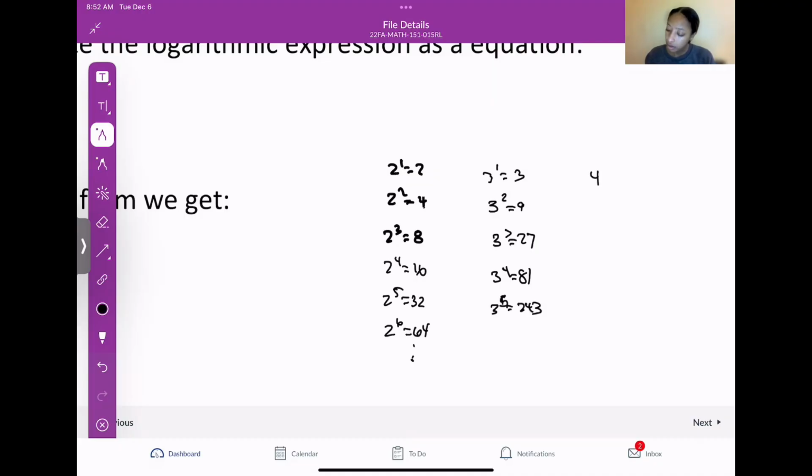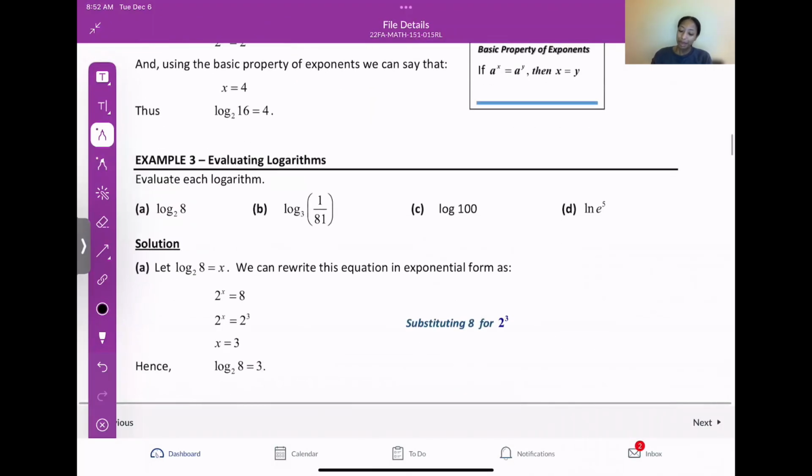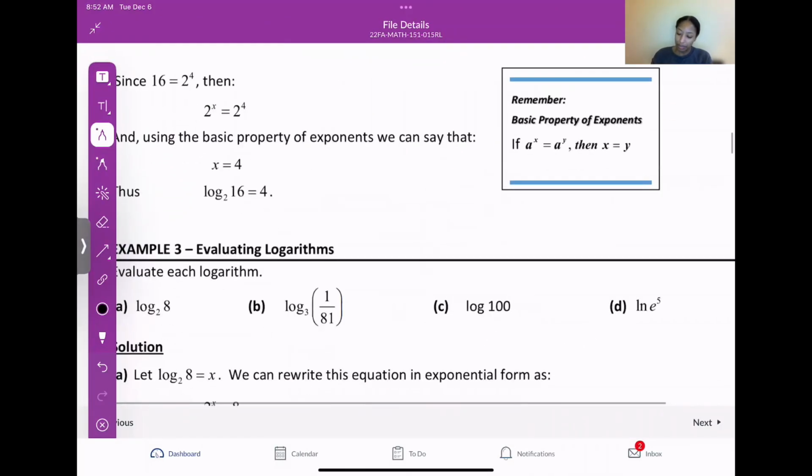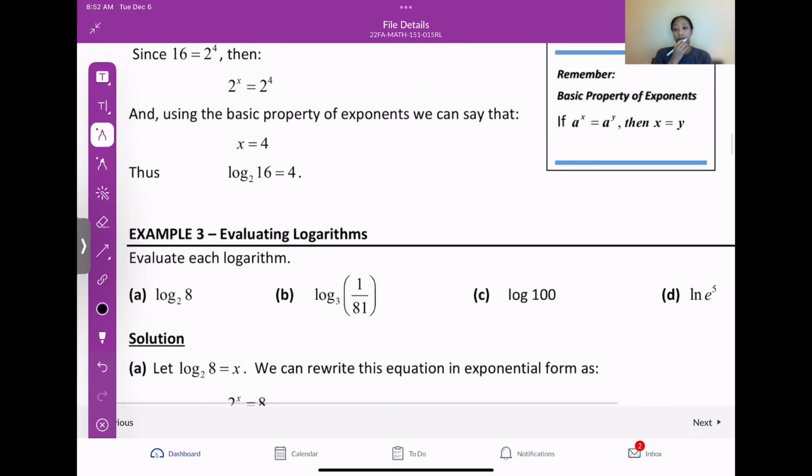Okay, we know our first several squares. 4 squared is 16, 5 squared is 25, 6 squared is 36. Use these properties, or these exponential equations that you know, to help you solve logarithms. All right, let's jump into our examples. So this is example 3. We'll go through these 4 together and then jump into practice problem 3.